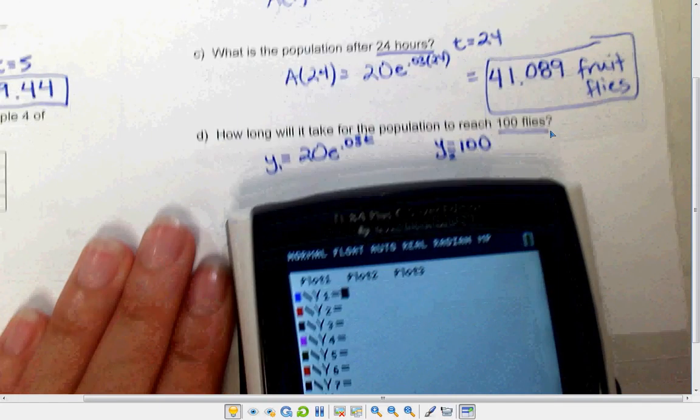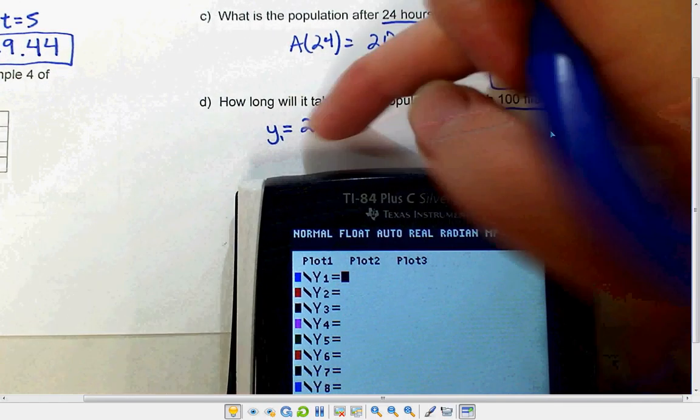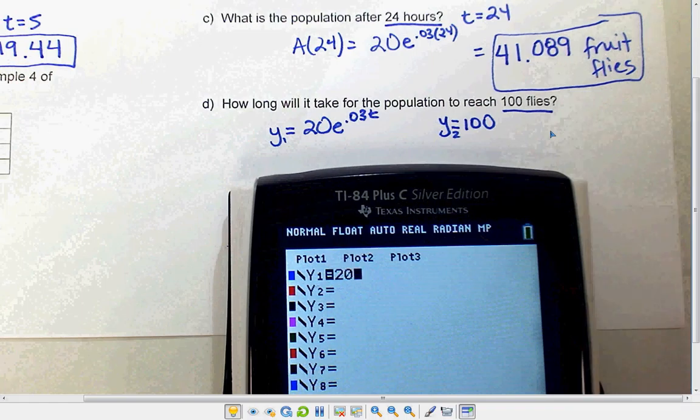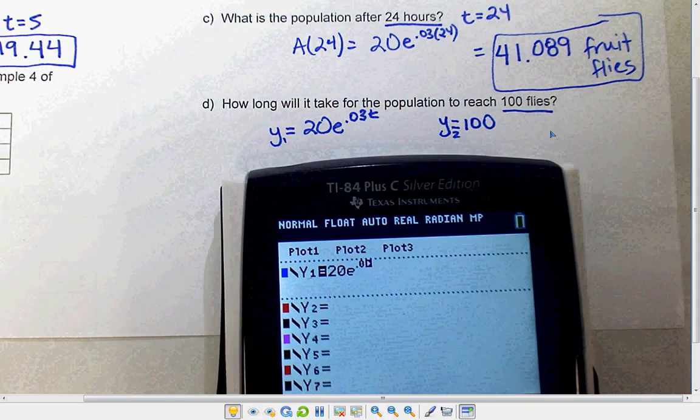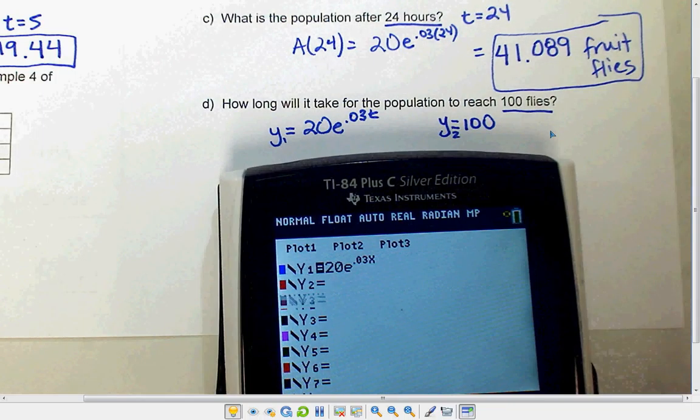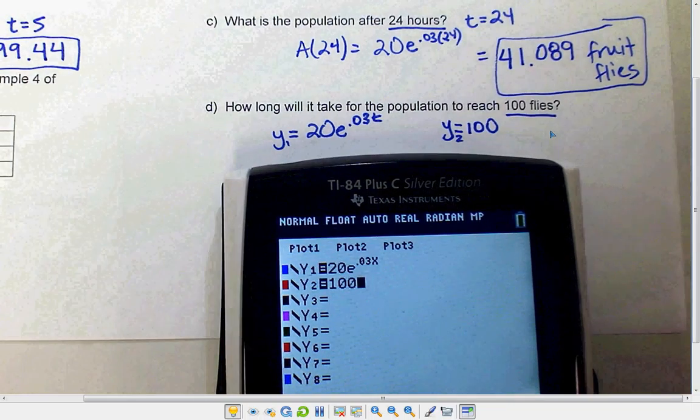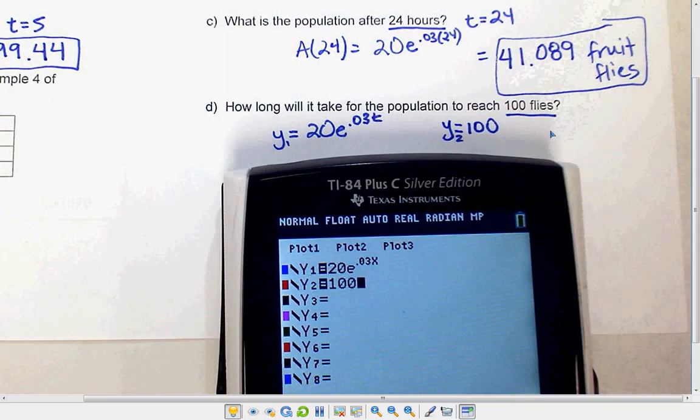For y1, I'm going to type in my original equation from part A, so 20 e to the power of 0.03, and I'm going to type in x instead of t. For y2, I'm going to type in 100. So I'm going to have to graph this.